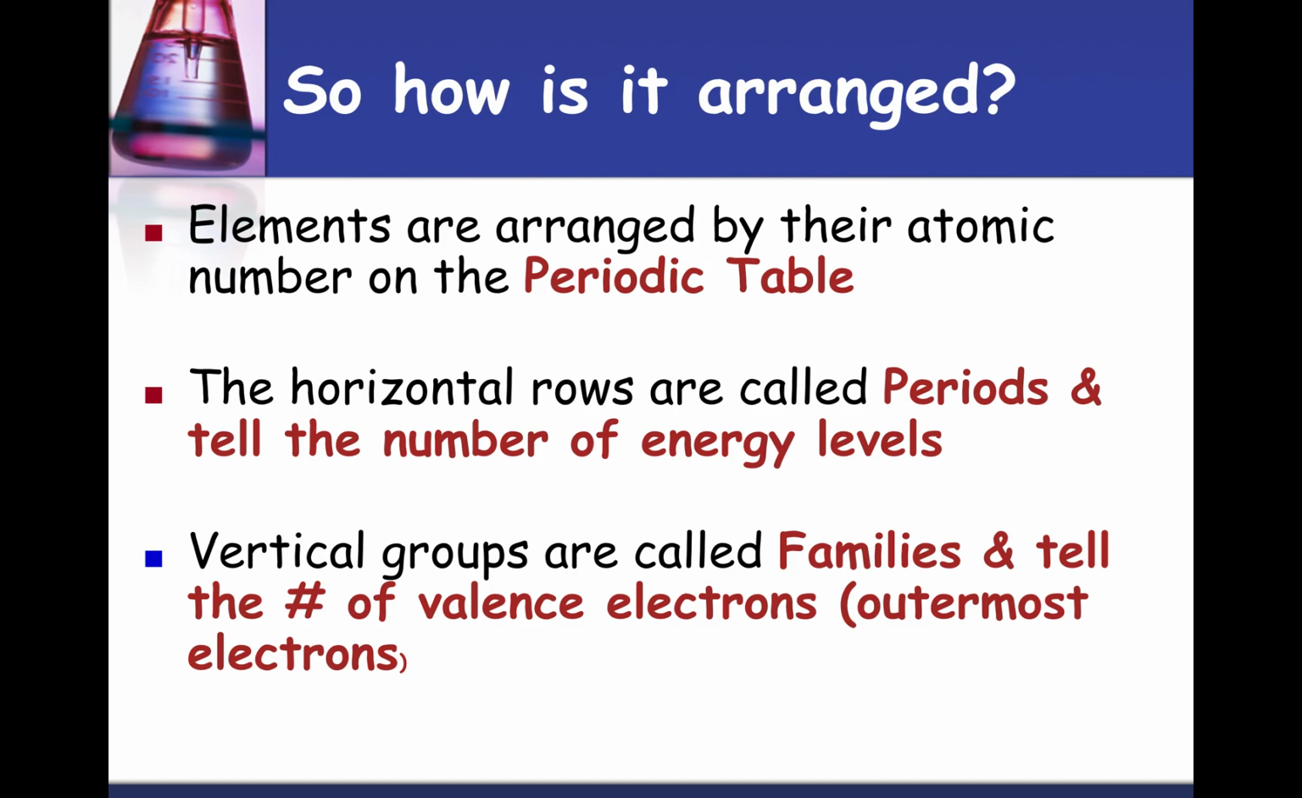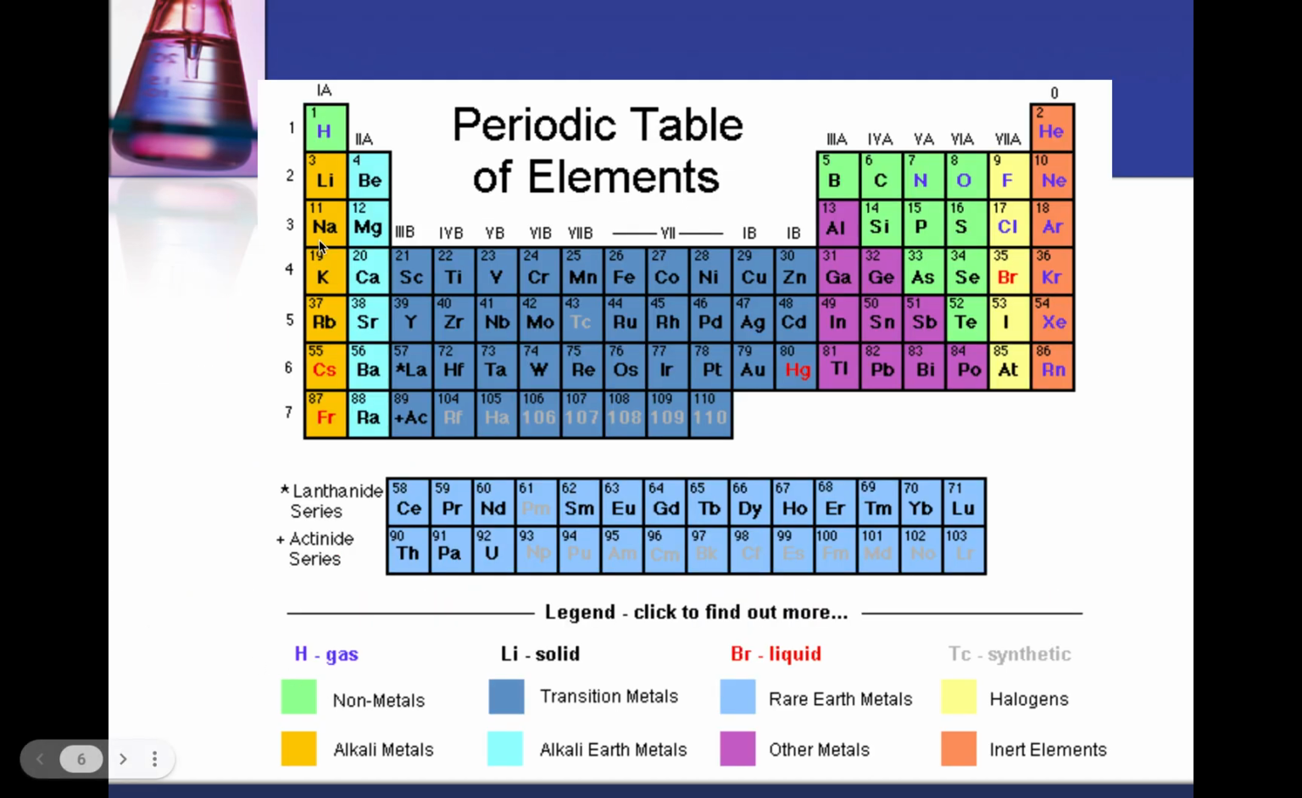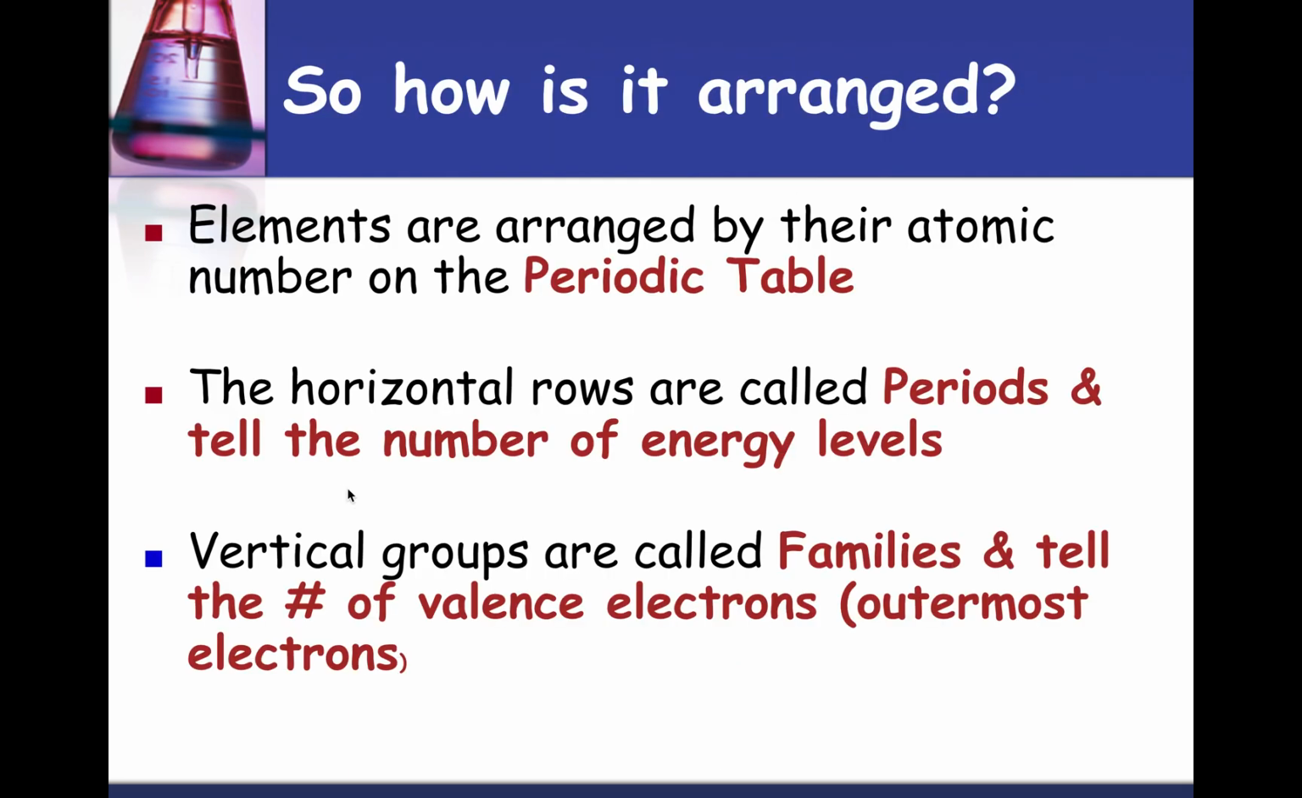So one way that they're arranged is by their atomic number. If you look here, the very first element here in top left green is atomic number 1. Go all the way across, and it's number 2. Drop down a row, 3, 4, 5, 6, 7, 8, 9, 10. So they're arranged by their atomic number, which is their number of protons. Remember, protons determine what kind of element you have.